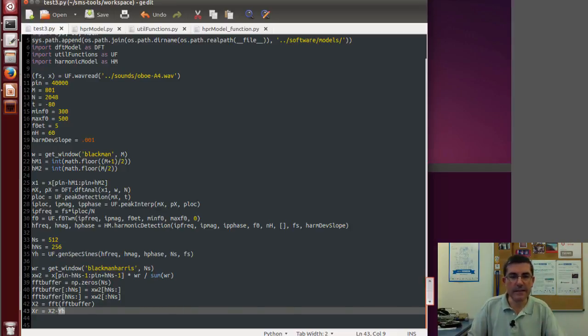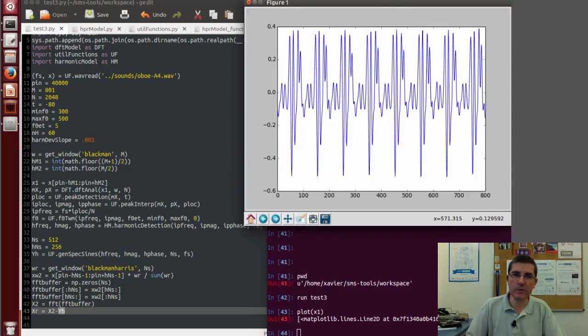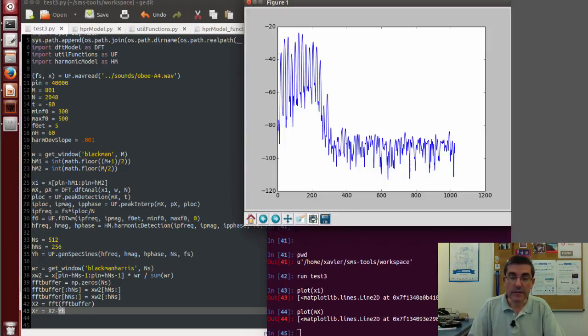So okay, let's run this and step through the different variables that we have been generating. This is the file called test3. Okay, so this has computed it, and now let's keep looking at the different variables. For example, let's plot the x1 sound. Okay, this is the fragment of the sound we are analyzing. Then we can plot the resulting spectrum that we computed from that, so we can plot mx. Okay, so this is the magnitude spectrum of that in dB.